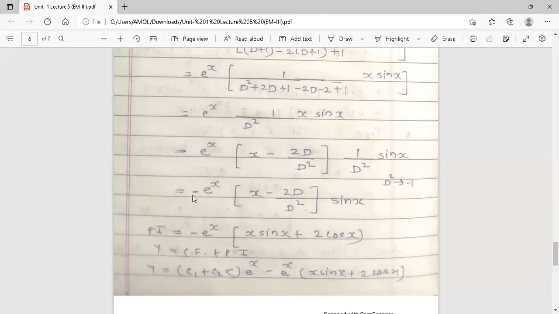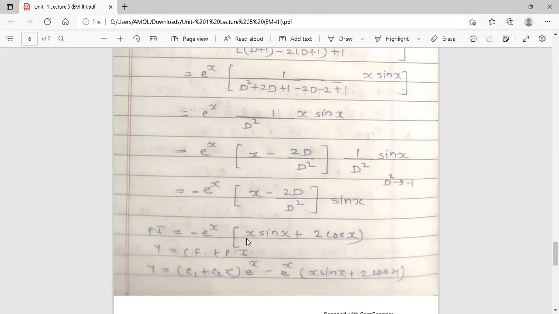If we replace this d square by minus 1, then the simplification of this term is minus sin x. And so in the next step, you take the minus sign common. It is equal to minus e raised to x as it is, in bracket the term x minus 2d upon d square into sin x. Now you solve this bracket term for sin x. Again in the next step, minus e raised to x as it is. Now solve this bracket term for sin x.